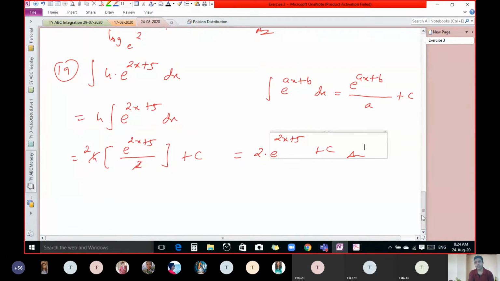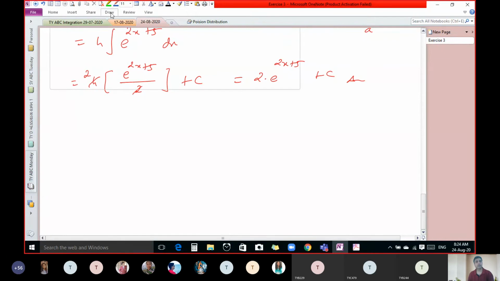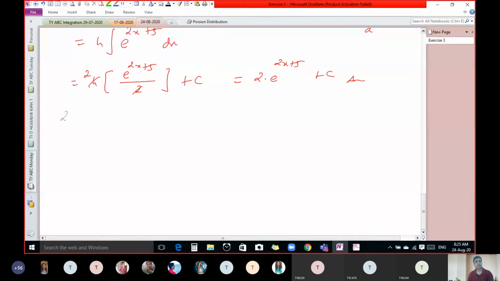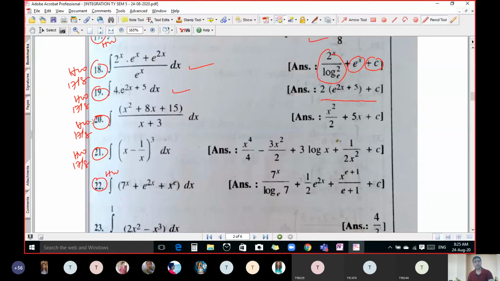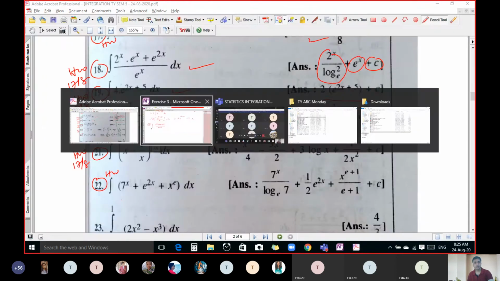The question is, integration of x square plus 8x plus 15 upon x plus 3 dx.